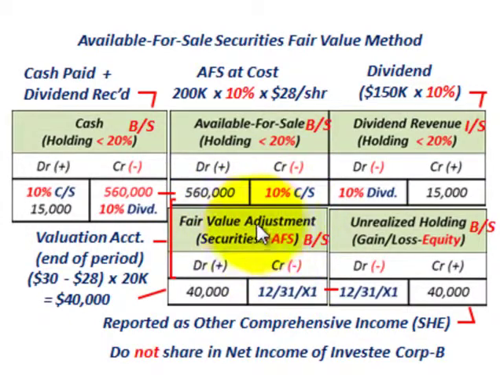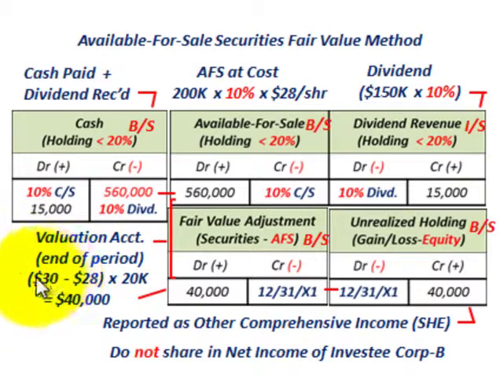So let's just look at this fair value adjustment for a minute here. Again, it's just a valuation account. Rather than recording any changes directly in your available for sale account, you record your changes in your adjustment account. So again, that's a valuation account, and you make your adjustments at the end of each period and each reporting period.